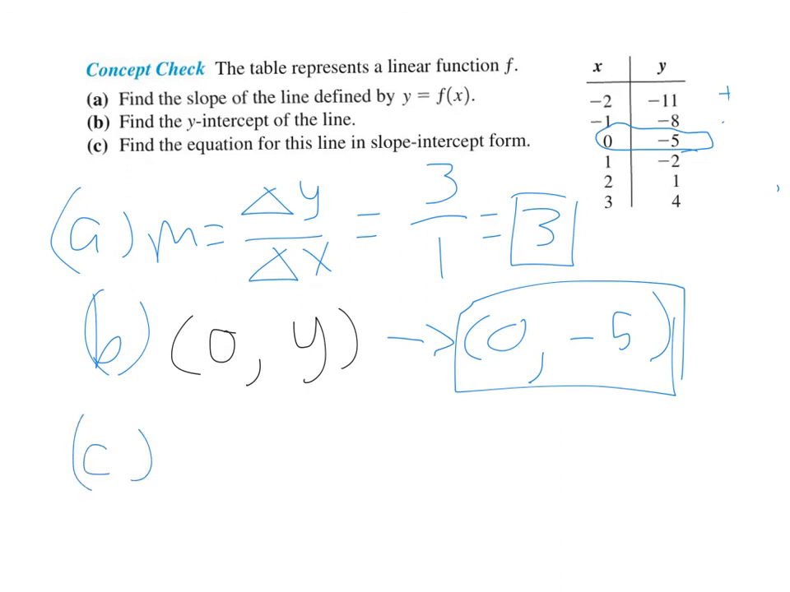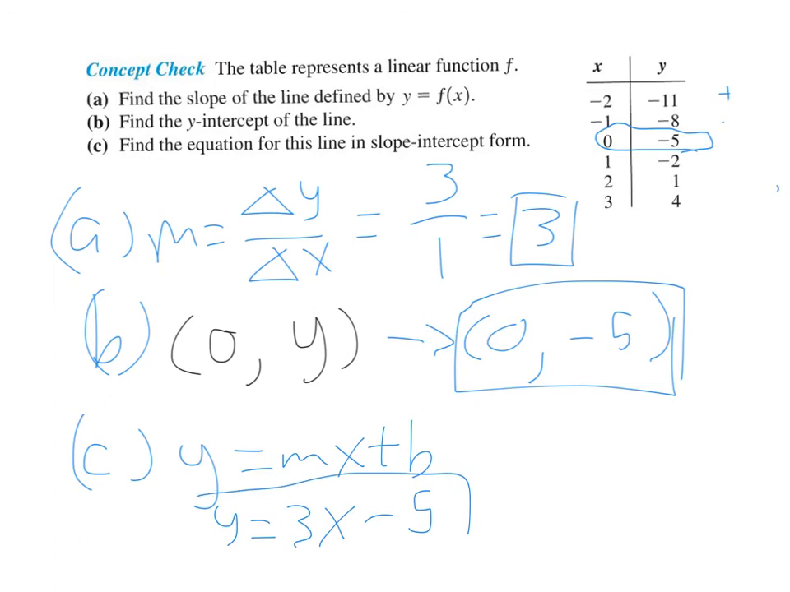So the equation in slope-intercept form would be y equals mx plus b, normally, because that's what we're used to seeing. That's what we mean by slope-intercept form. And our slope, we said, was positive 3. And our y-intercept, we said, was negative 5. So it would be negative. So the equation in slope-intercept form would be y equals 3x minus 5.